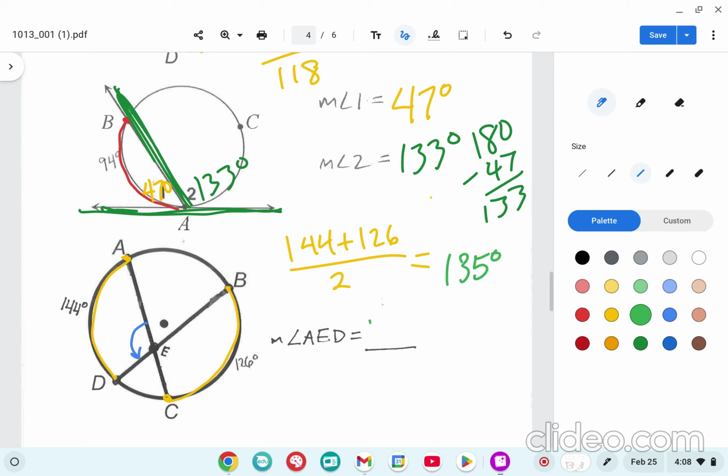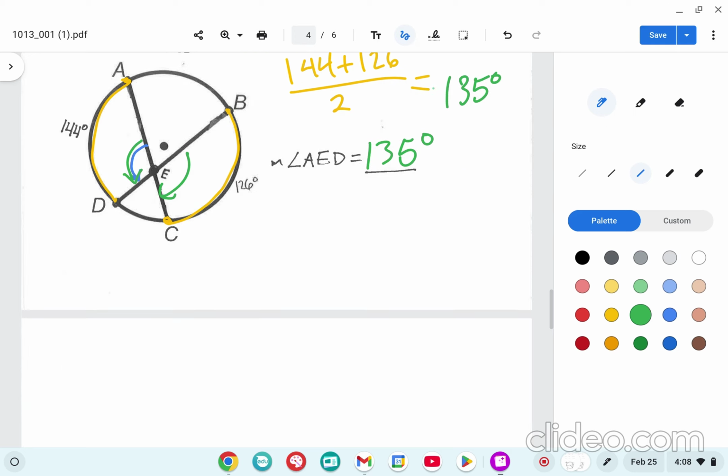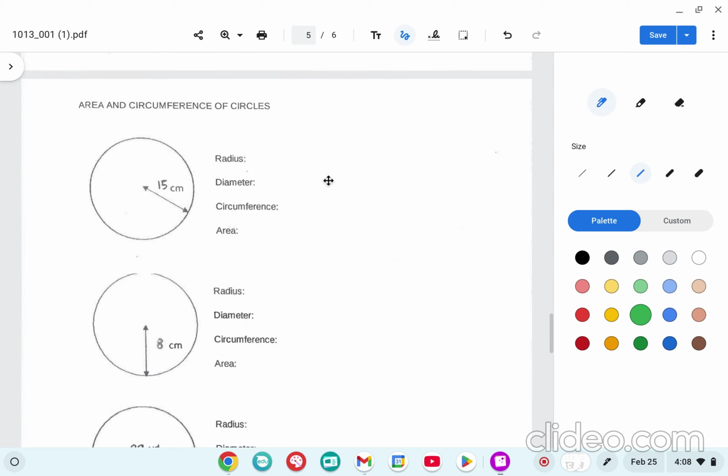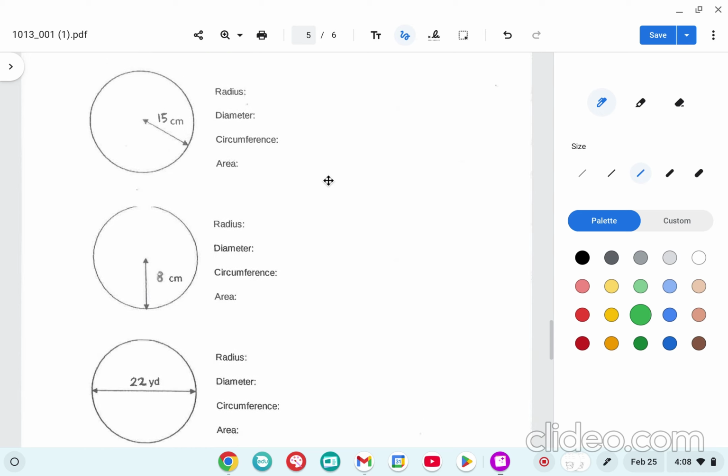All right. Looking down to the next page, we're going to be dealing with the formula charts that we had worked with previously. These are going to be the radius, diameter, circumference, and area situations. You're either going to be given the radius or the diameter. In this case, we have a radius of 15 centimeters in this first problem.